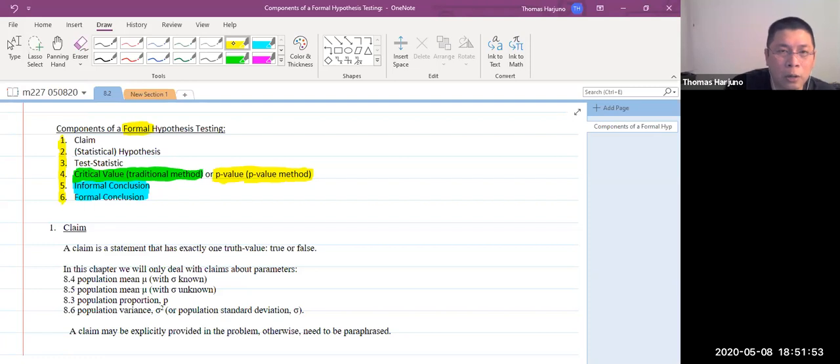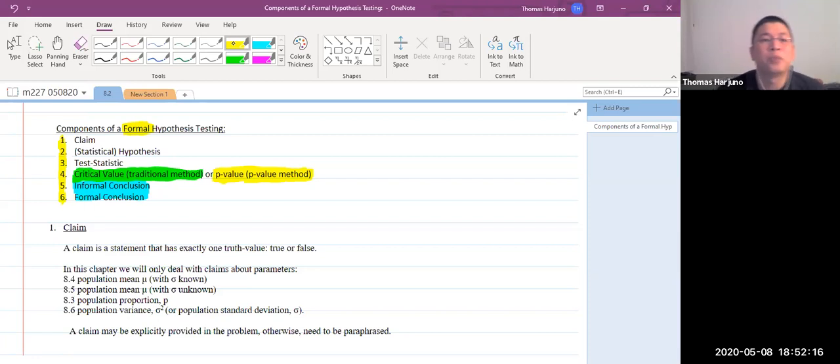Now, again, my mindset is, if you go to work, what will they give you? Very likely they give you a computer. Now, in that computer, which software can you use? Very likely Excel, okay? Now, for critical value, you need to have the table, while for p-value, you can just use Excel. And right now, you can use a calculator.